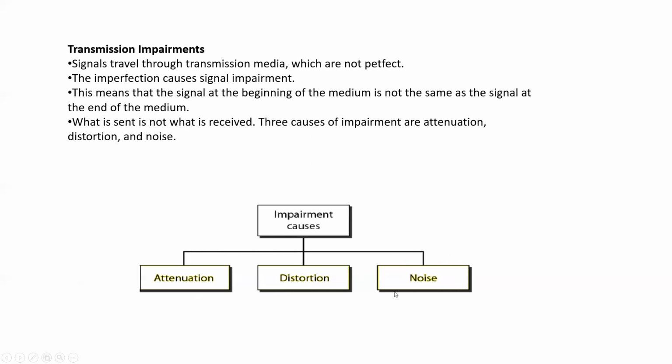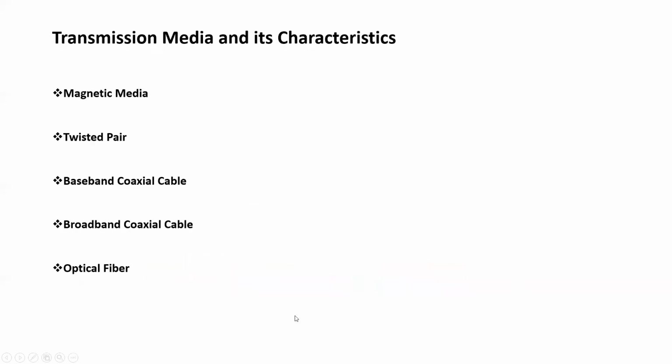Noise is due to the electrons in the wires, or the cross connection, crosstalk, which is unavoidable. We can't avoid this. These are transmission impairments, that is, everything is not perfect during transmission. And what are the factors? How does impairment occur? We divide it into these three causes. So next is the transmission media and its characteristics.